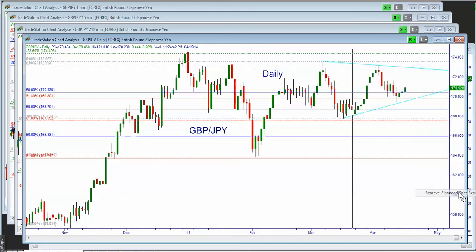And if we believe that longs are preferred here, the market could come again at some point into this 170.43, and this would be the entry. Of course, anything can happen, the market can just continue higher.